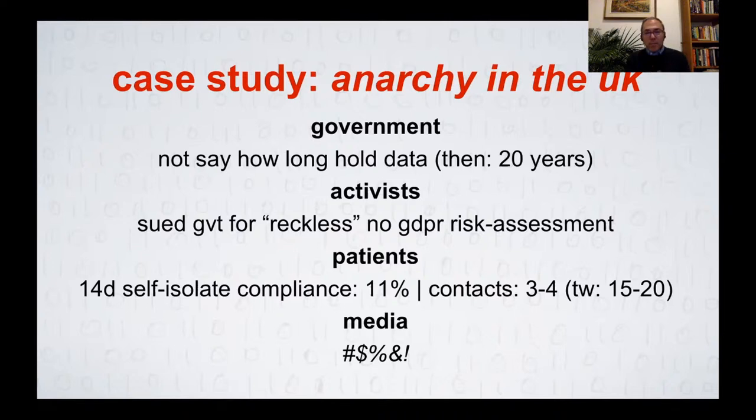The contacts in Britain and in Europe, typically the contacts will be announced at 3 to 4 contacts if you have COVID and you're contacted by a contact tracing person on the telephone.